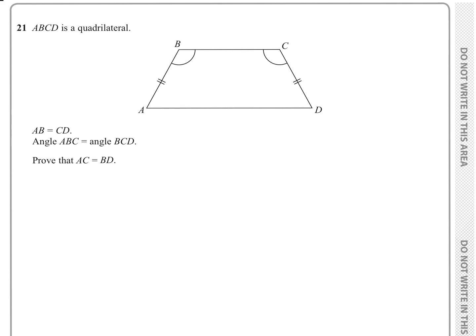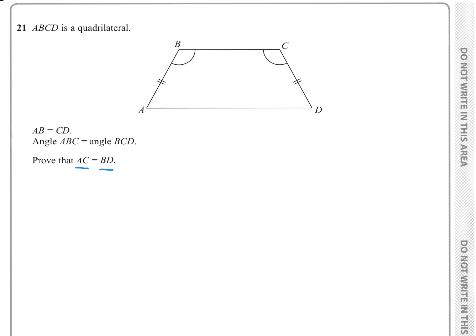Question 21. We're given a quadrilateral ABCD. We're given that AB is the same as CD and that angle ABC is the same as angle BCD, and the angles are drawn in. We've got to prove that AC is equal to BD.